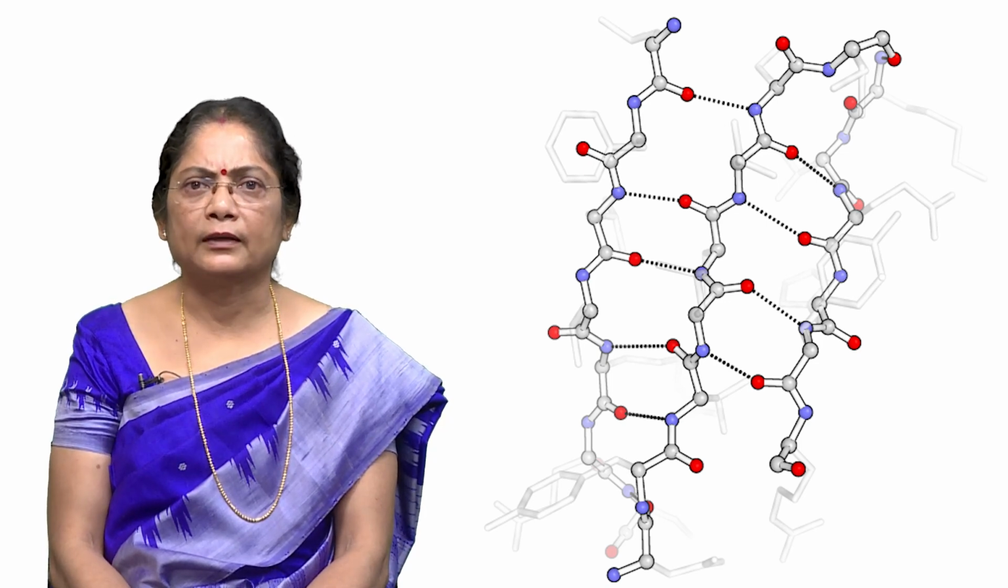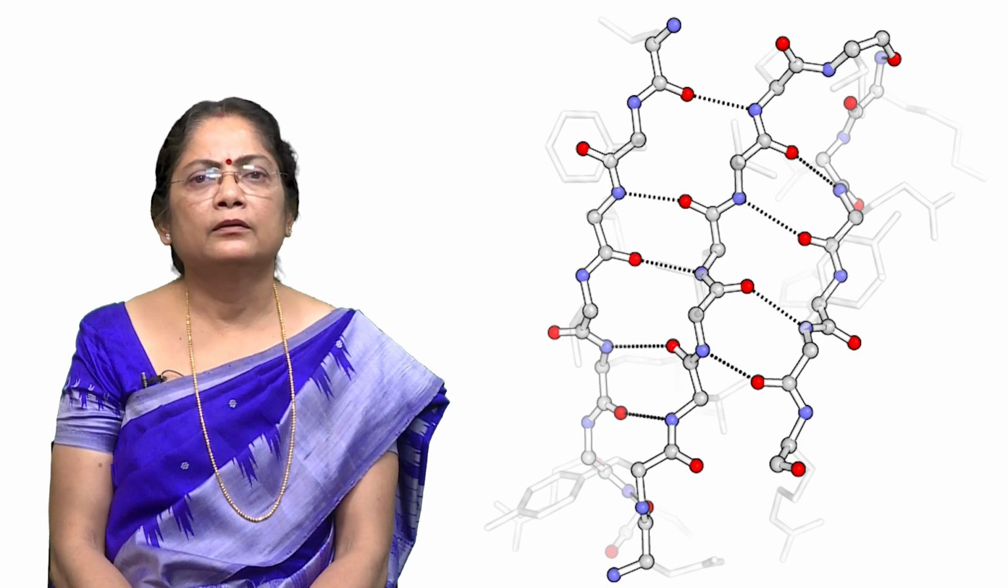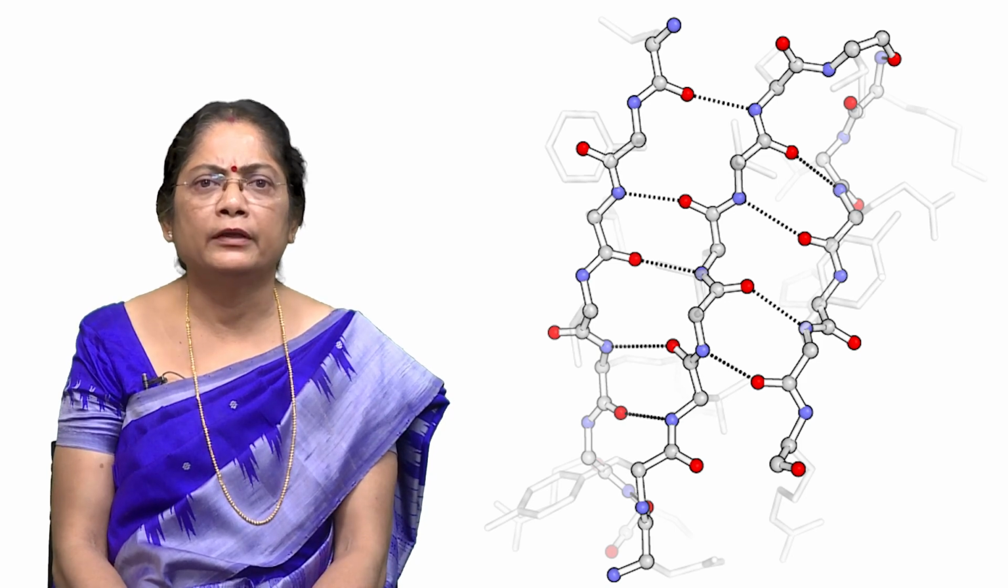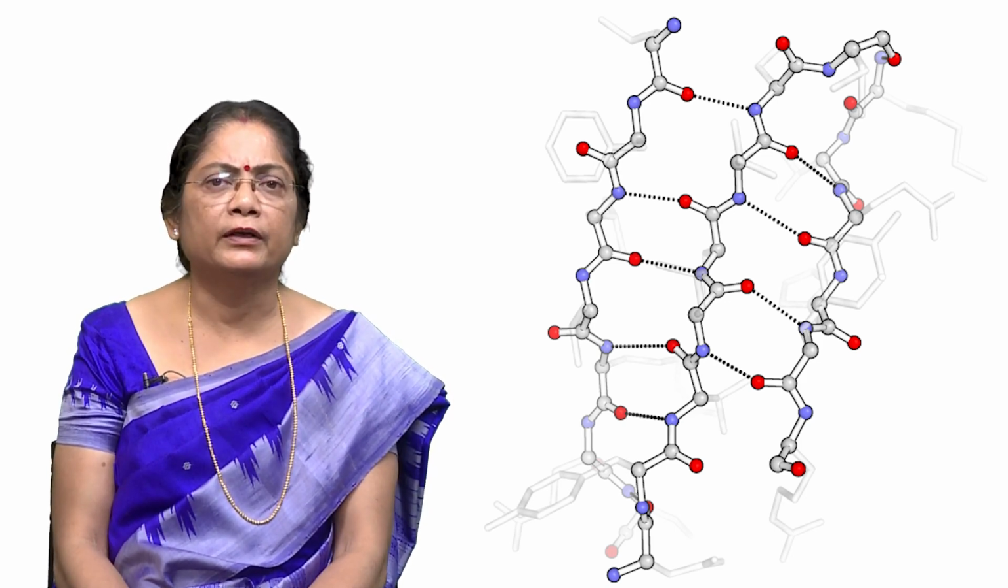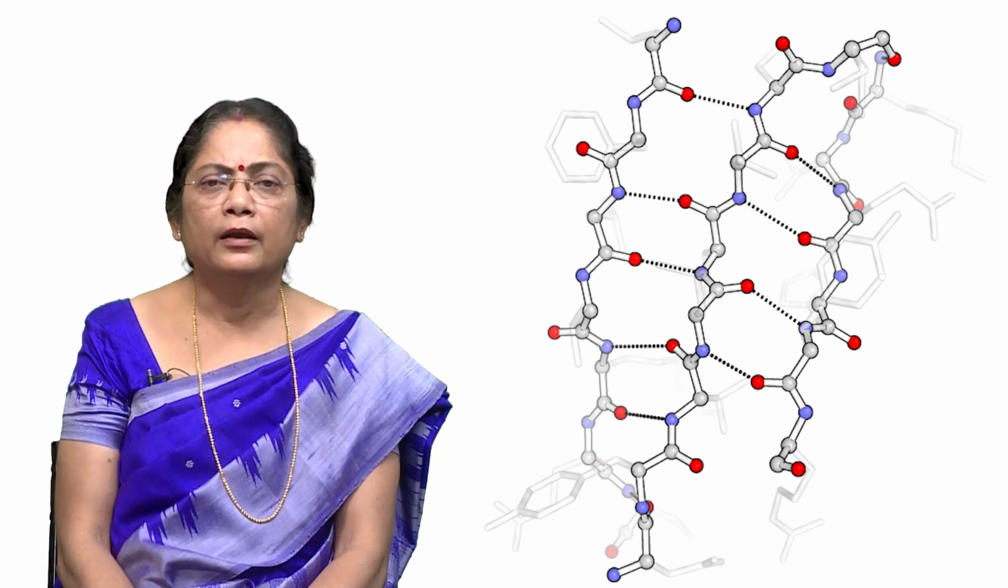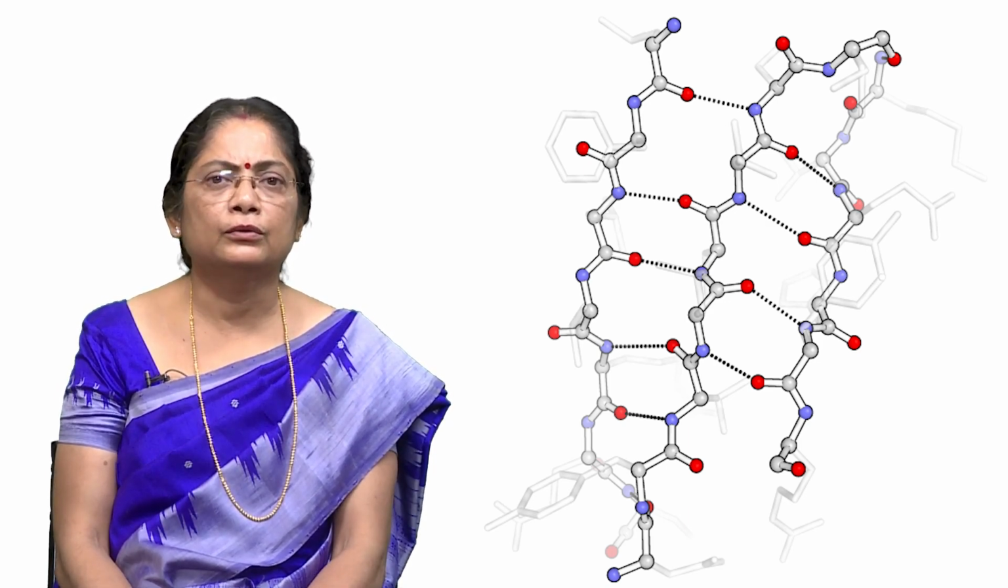Now, first was the coupling reaction, and the second step is the cleavage. In the presence of strong acid, the cleavage occurs at the first peptide bond, because we have to sequence amino acids one by one. This strong acid cleaves the first peptide bond, giving the peptide minus the first residue. The rest of the peptide is intact, and the first residue is liberated in the anilinothiazolinone form, abbreviated as ATZ. So, first was coupling, second was cleavage and removal of the first residue in ATZ form.